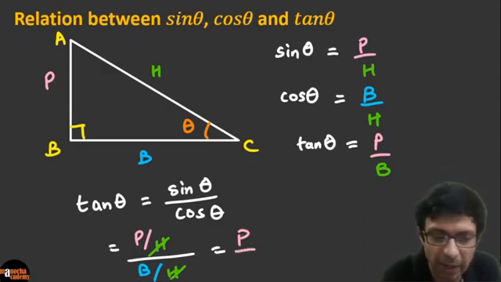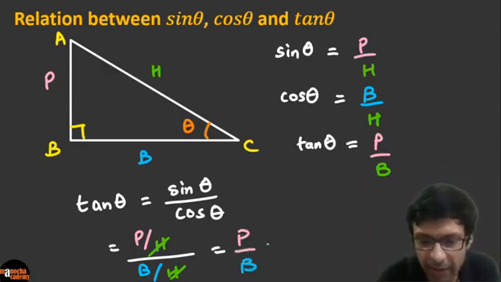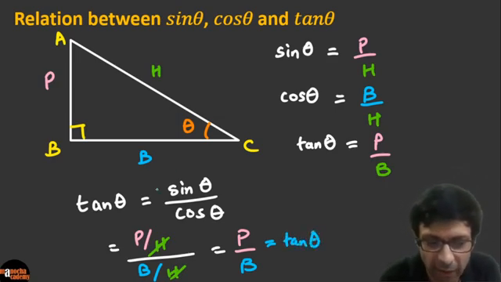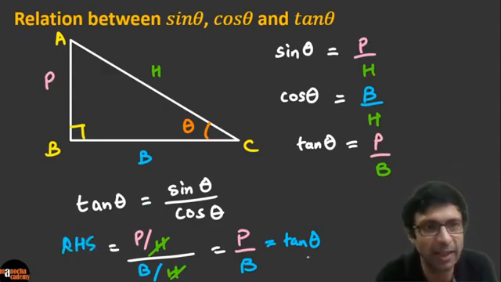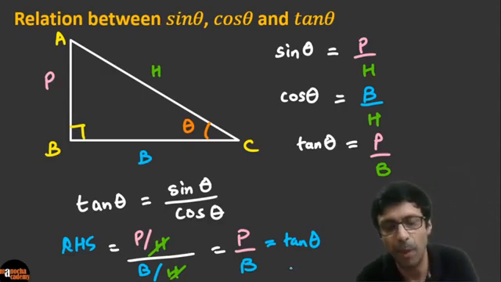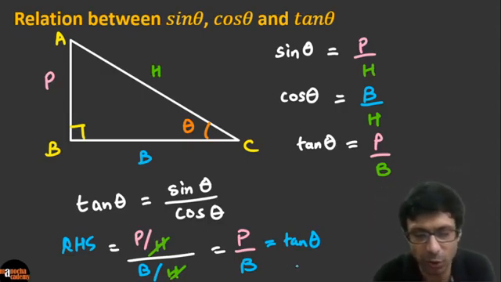And perpendicular by base is basically equal to tan theta, right? So if we start with the right hand side, this is what we get, and you can see that RHS is equal to tan theta. So very simple, okay? So tan theta is sine theta by cos theta because the hypotenuse will cancel.